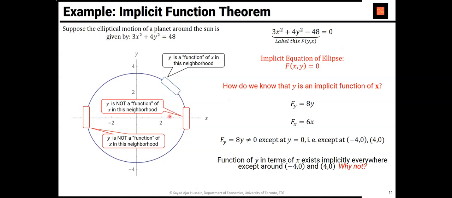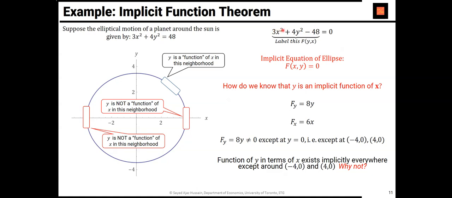And just by looking at this graph right here, if I take a microscope and instead of looking at the entire ellipse, I narrow down and focus on this region only, then y does behave like a function of x. Because give me a value of x, I'll give you a value of y in that region. But how would we prove this? Well, first of all, I need to check if this implicit function has continuous partial derivatives.